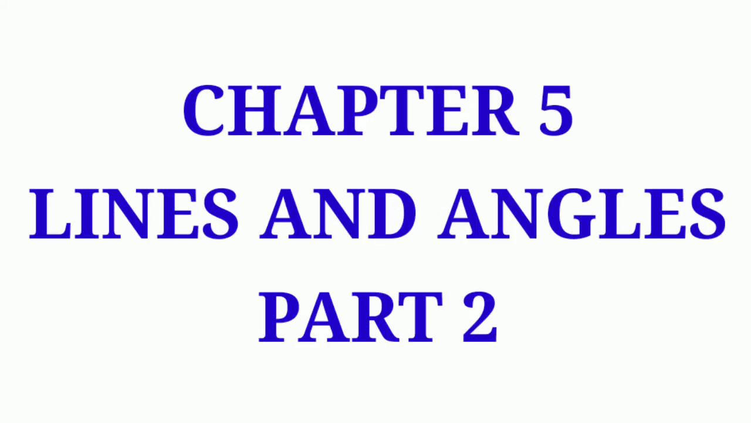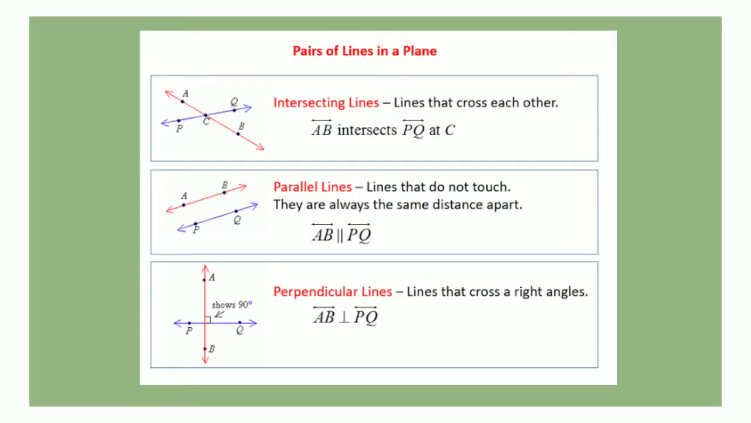Chapter 5 Lines and Angles Part 2. In this class, we have to learn about pair of lines. First one, intersecting lines. Intersecting lines means we have two lines that intersect at a point C. Here we have an example: AB is the line and PQ is another line. It intersects at C. That means lines that cross each other. Okay. So AB intersects PQ at C.